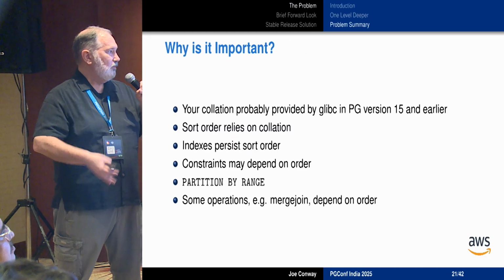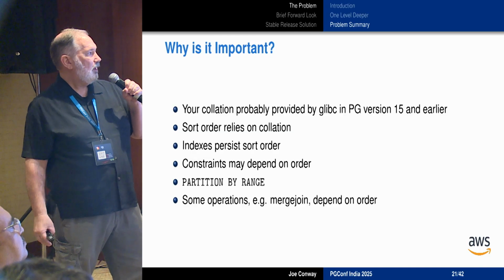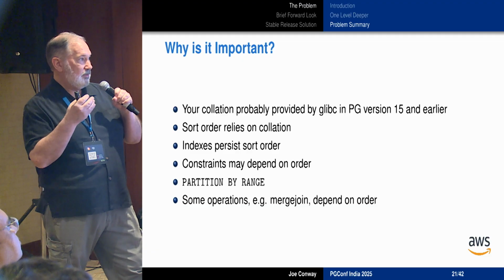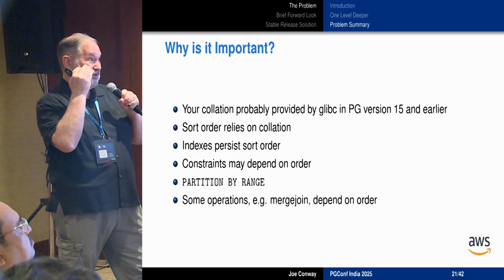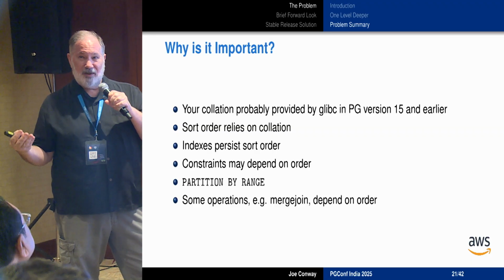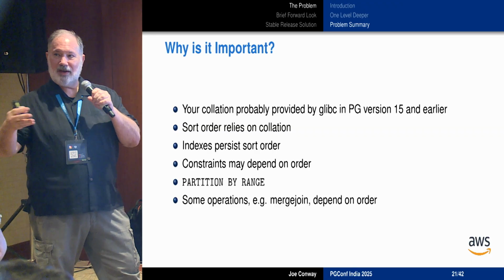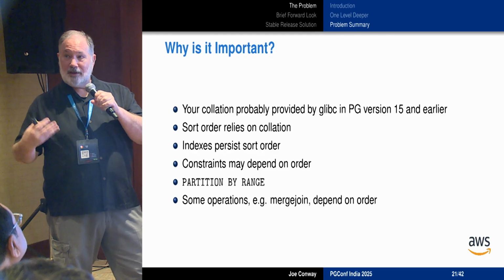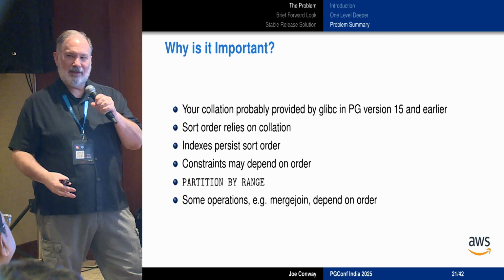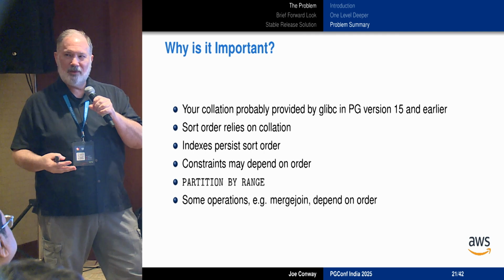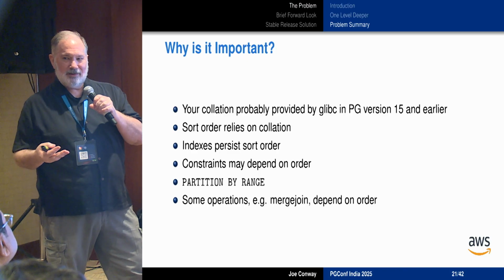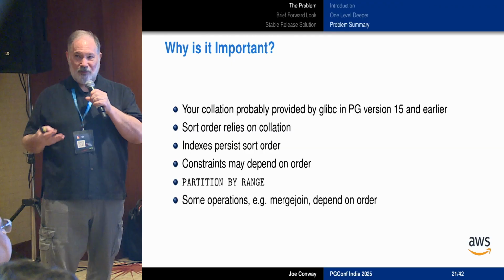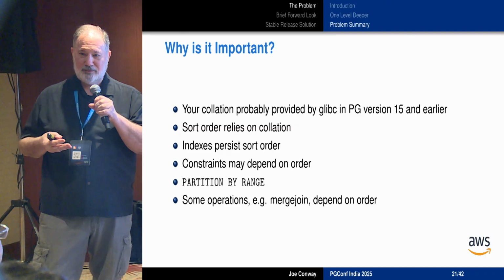All right, so just to go through this again, your collation is probably provided by glibc, and here it says Postgres 15 and earlier. It's because in 15 and earlier, you couldn't really even have a database-wide collation that didn't match what you initted the cluster to. You can do that starting in 16. You can use ICU, but the reality is how many people actually change the defaults? And the default is still glibc, even on Postgres 17.